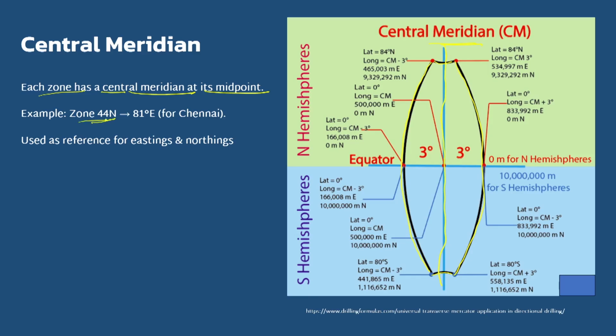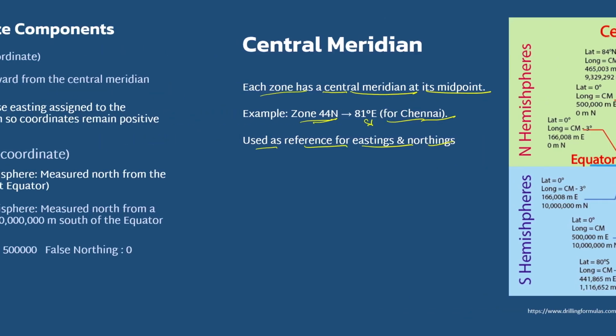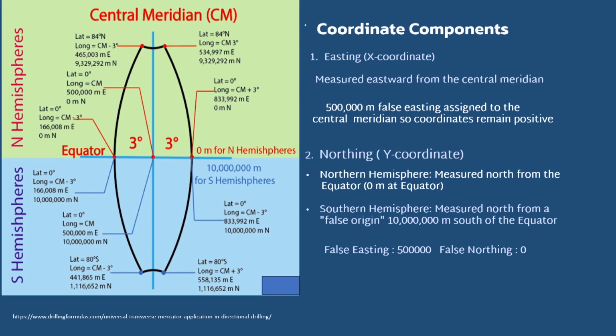Example, zone 44 degree north, 81 degree east, it is Chennai, we will discuss in an upcoming slide, and used as reference for easting and northing. Easting and northing we will discuss. So, easting and northing comes under coordinate components. Here in UTM projection, easting is called the x coordinate, and northing is called the y coordinate. We will understand this better.